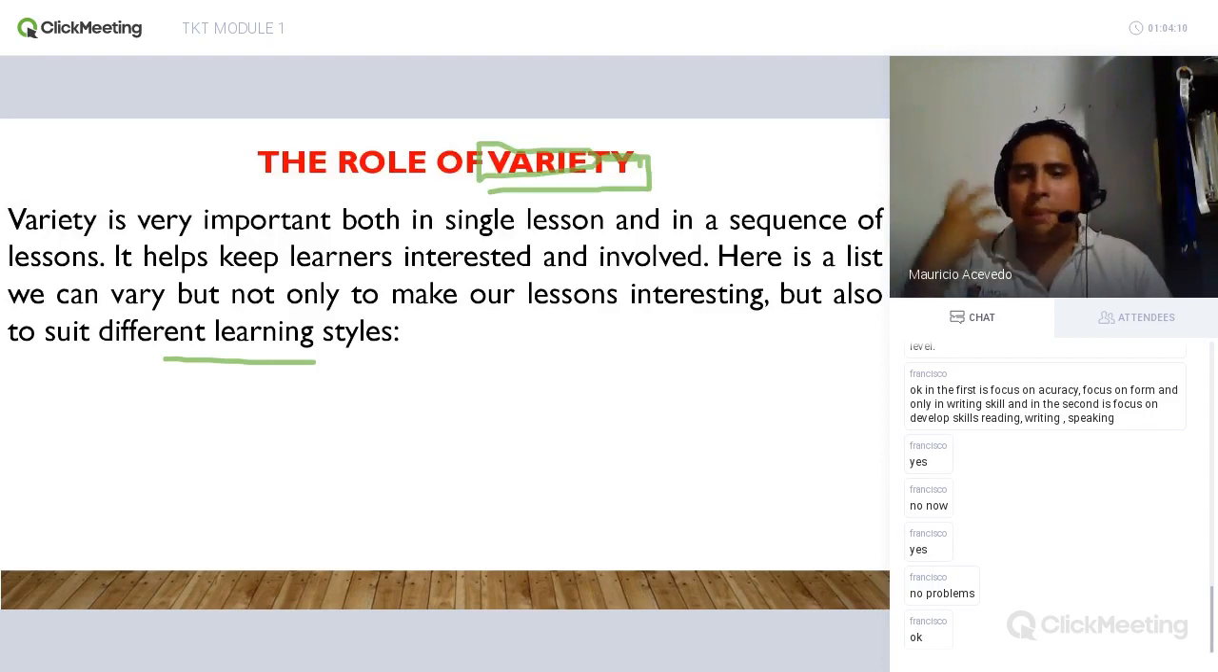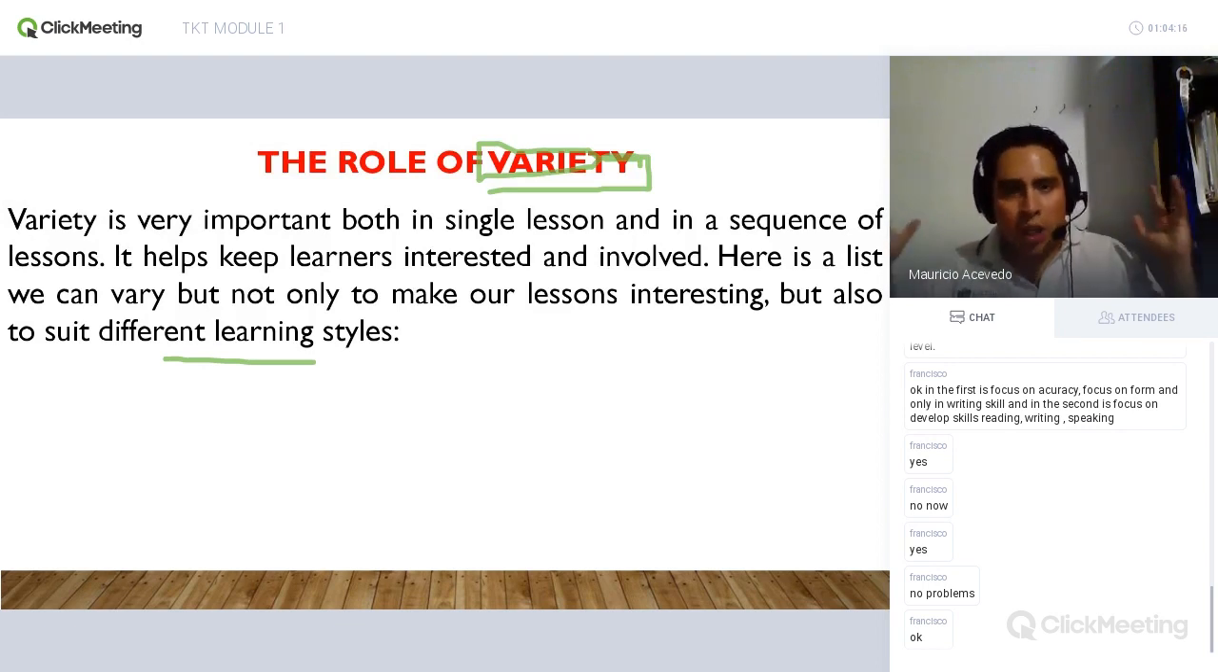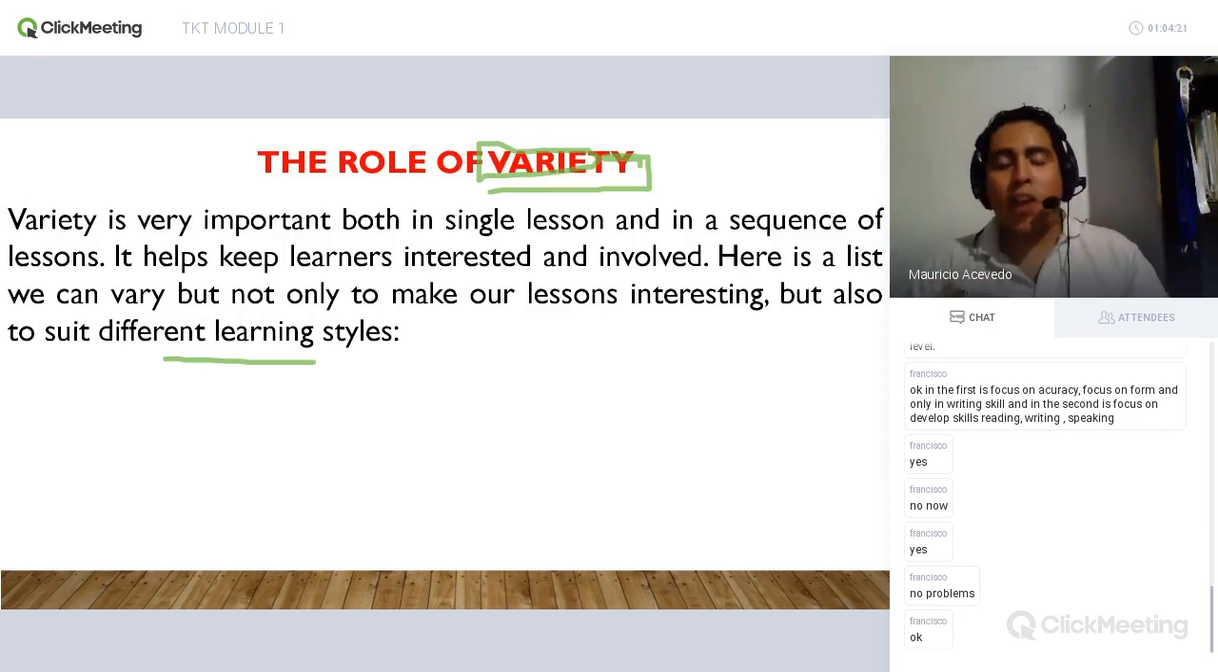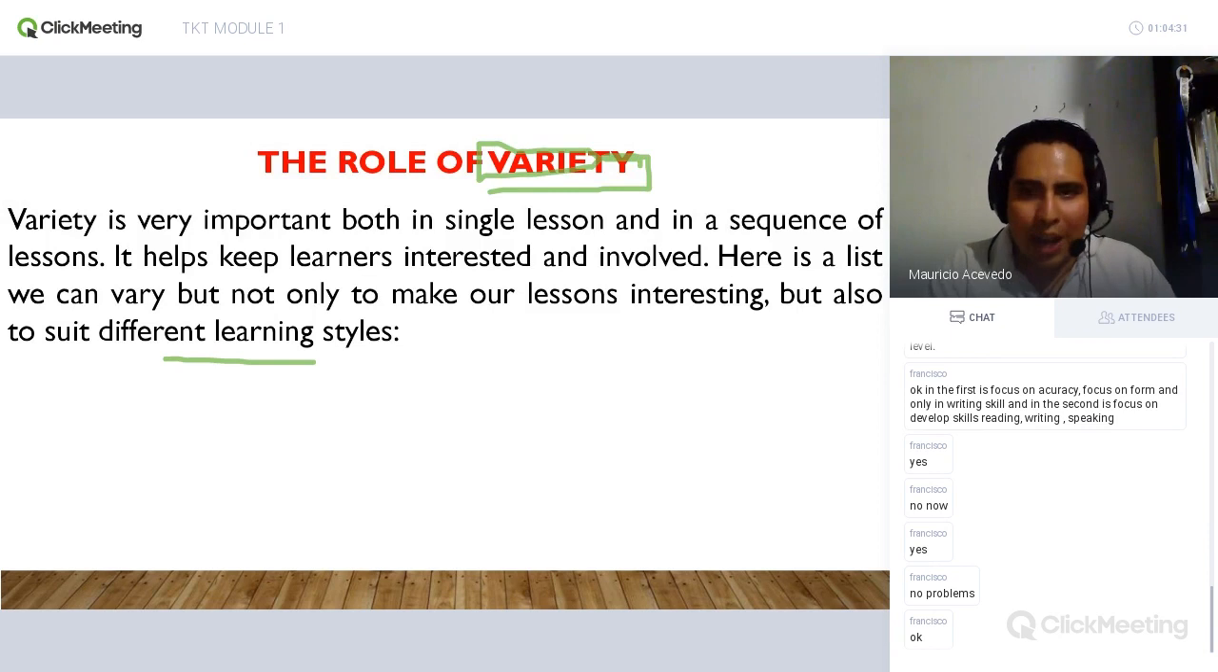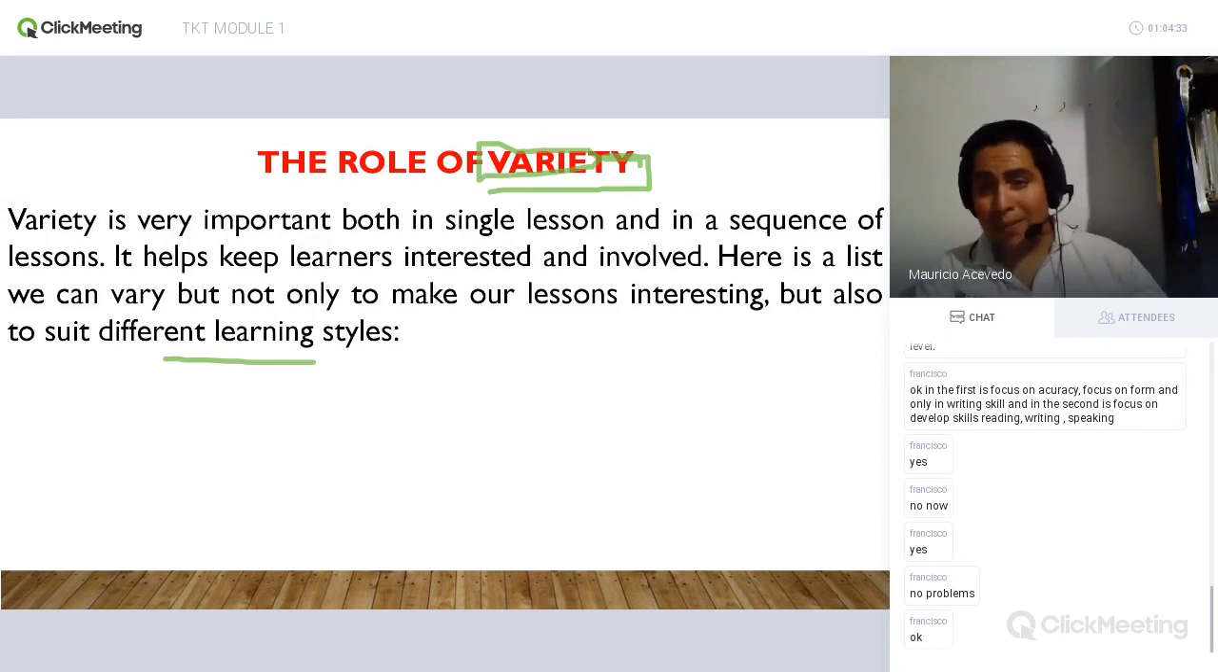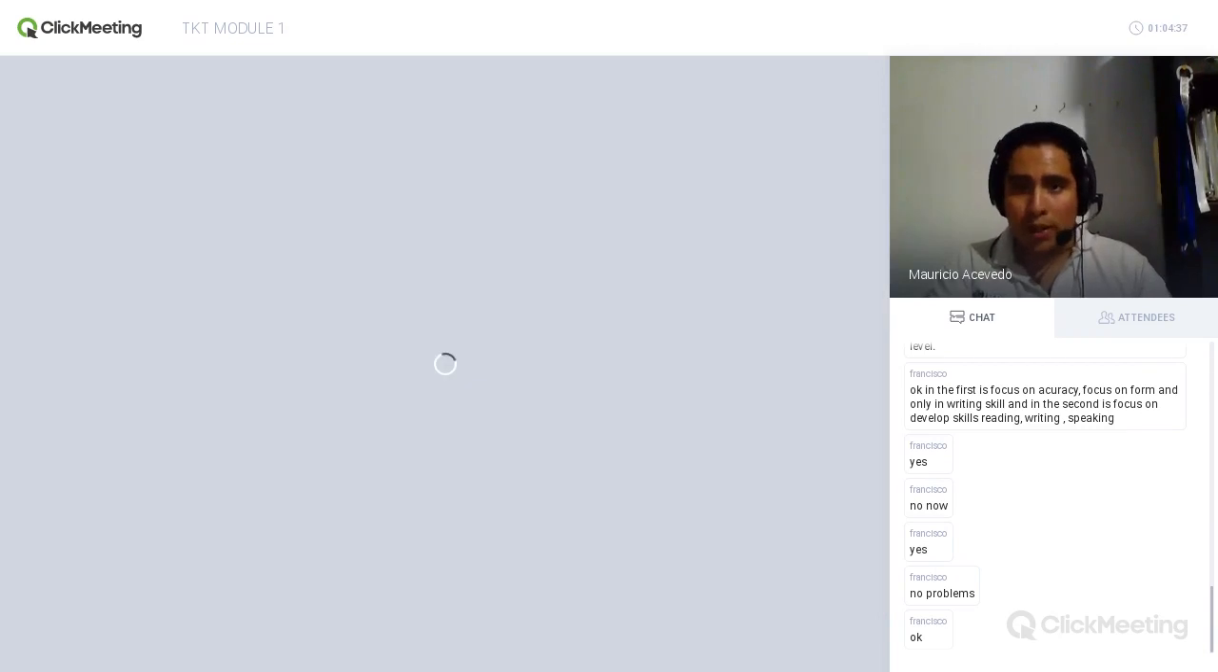So just keep in mind, Francisco, that you need to vary your activities. In any case, if you're going to be developing skills, you need to vary the skills. If you're going to be developing the language aspects, you need to vary the activities, not always the same. Otherwise, even though you have individual classes or a sequence of lessons, they won't work.